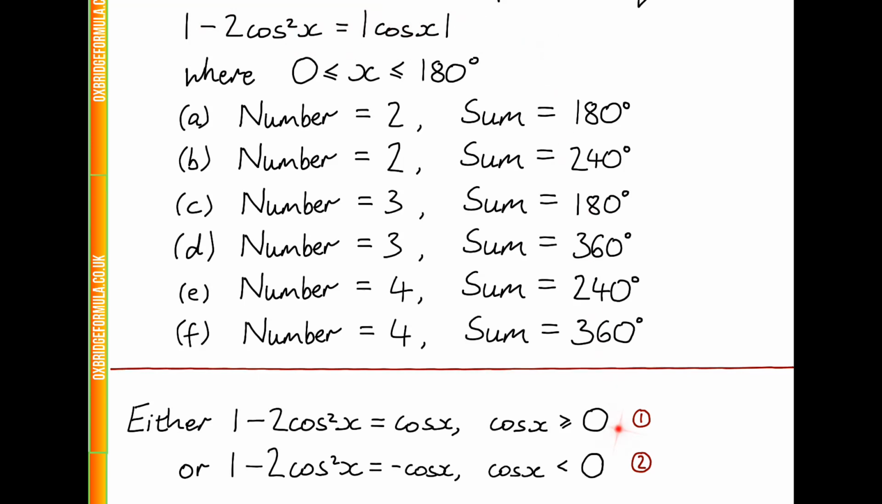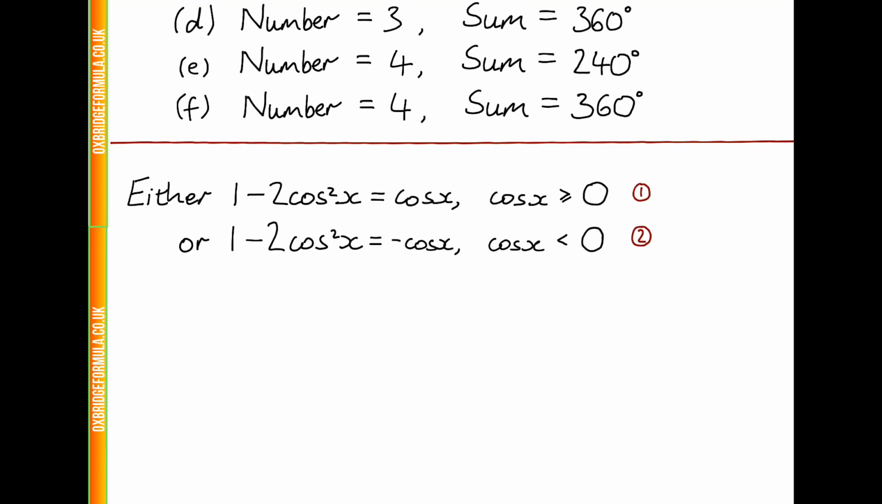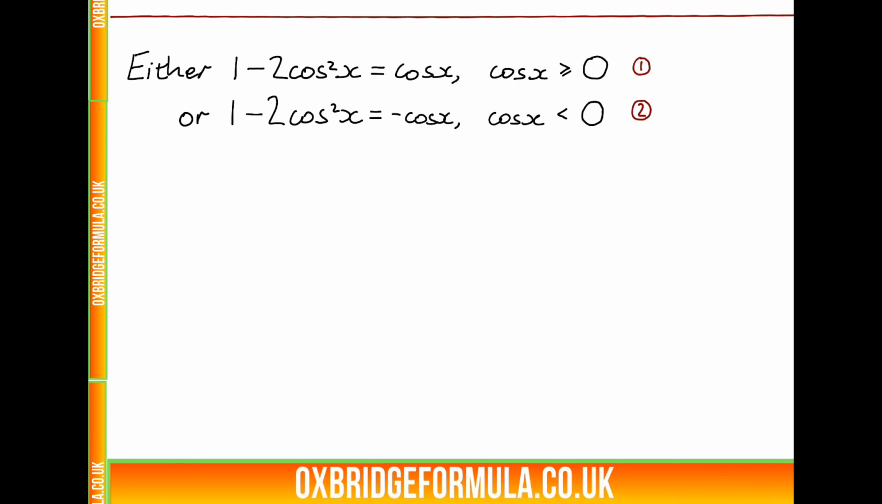So now we can try and solve these 2 equations individually, and then that will give us the solution to this overall equation. So firstly, let's look at case 1, and we can rewrite this equation as 2 cos squared x plus cos x minus 1 equals 0. So we can see that this is just a quadratic in cos x, and we know that all our solutions must satisfy cos x greater than or equal to 0. That's our condition.